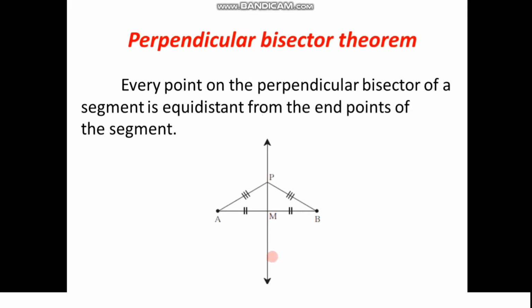Now as we can see in this diagram, we have taken here point P, which is on the perpendicular bisector of this segment. P is equidistant from A and B, that is the distance AP is the same as the distance PB. So this is what the theorem states. Now we are going to verify this by using GeoGebra. So let's move to the GeoGebra interface.